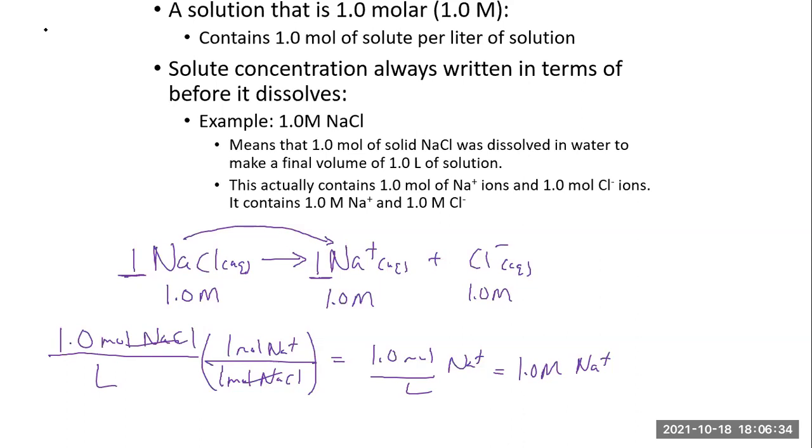So let's say we had 4 molar calcium chloride, without the extra L in there, calcium chloride. And we want to know what is the concentration of the ions that are present, the calcium ions and the chloride ions. We could do that by just looking at how calcium chloride breaks apart.